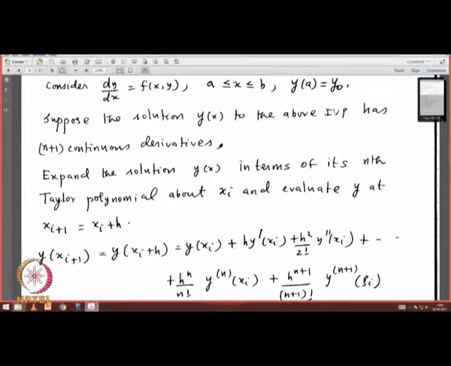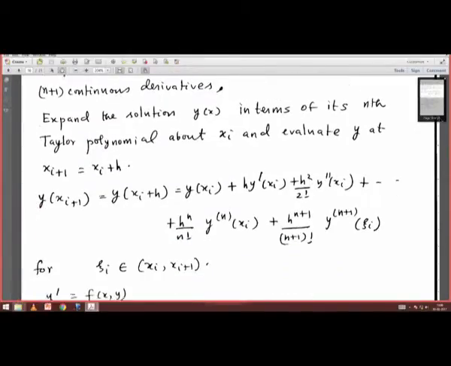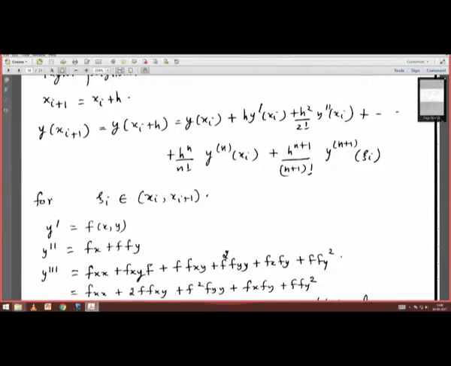So, we said that if we have an initial value problem governed by dy by dx is equal to f of x comma y in the interval a to b, subject to an initial condition y of a equal to y naught, and suppose that the solution y of x to this initial value problem has n plus 1 continuous derivatives, then we can expand the solution y of x in terms of its nth Taylor polynomial about the point xi and evaluate y at the point xi plus 1, which is xi plus h.